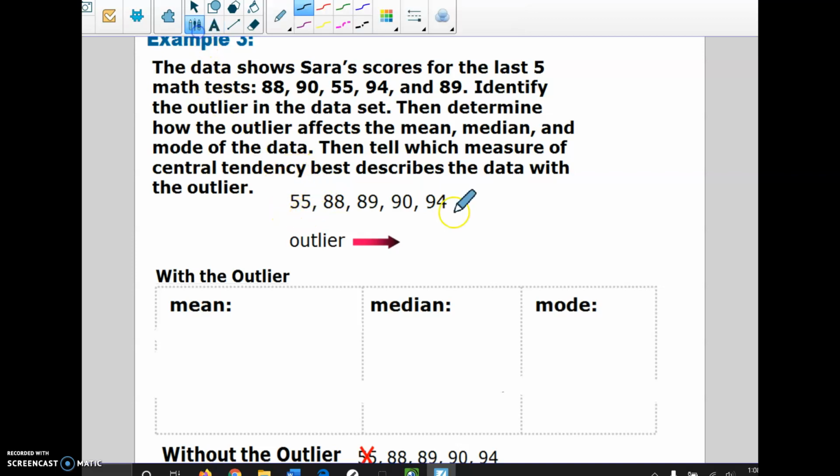Okay, I've identified it. I'm going to keep it in my data and find the mean, median, and mode. To find the mean, I'm going to add up all these numbers. So 55 plus 88 plus 89 plus 90 plus 94. And I got 416. Now I'm going to divide that by how many numbers I have. I have 1, 2, 3, 4, 5 numbers. So divide that by 5. So my mean is 83.2.